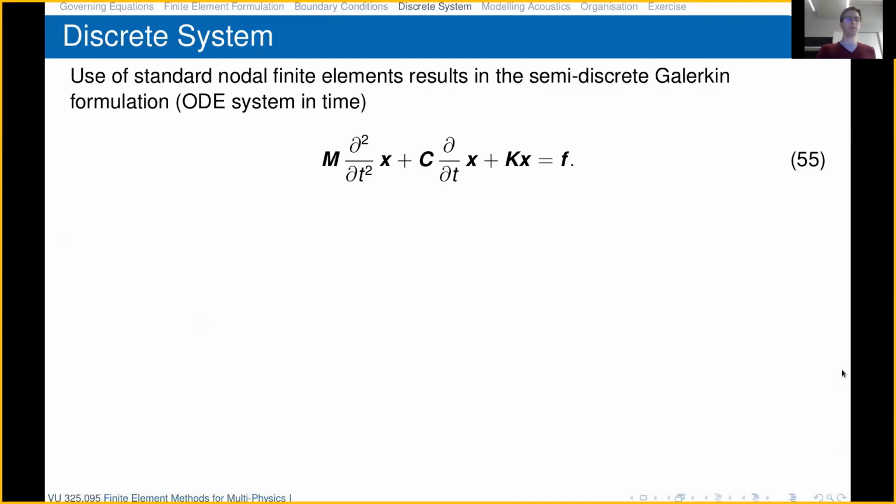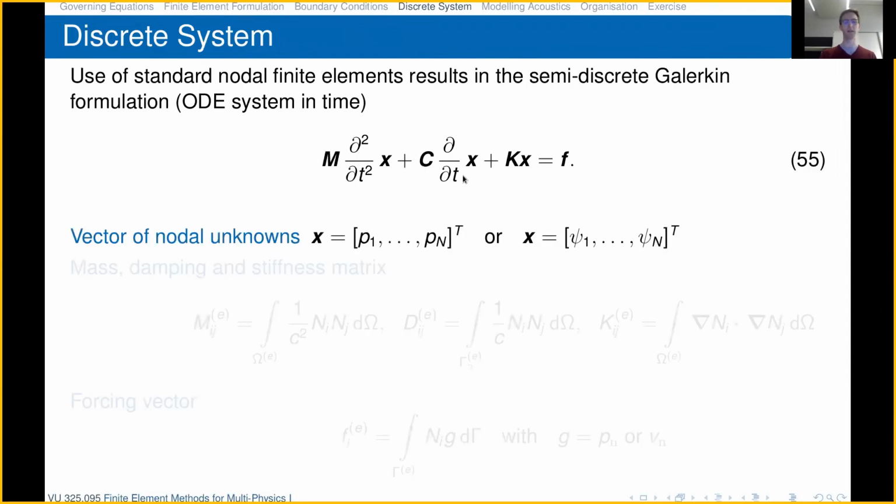So here we have seen already how the discretized system looks like. We can take standard nodal finite elements again in the formulation, and we have a mass matrix, a damping matrix, and a stiffness matrix. Note that depending on the formulation, the vector of degrees of freedom x either contains the pressures or the acoustic potentials.